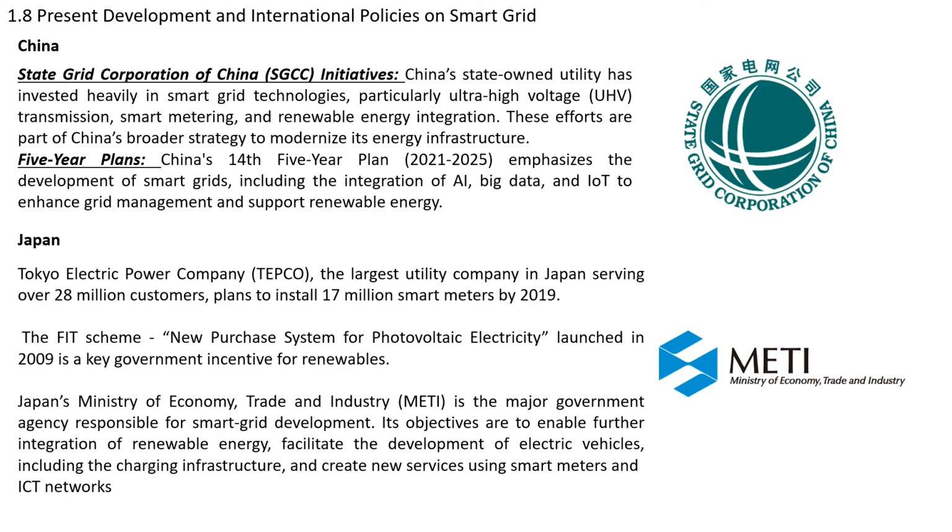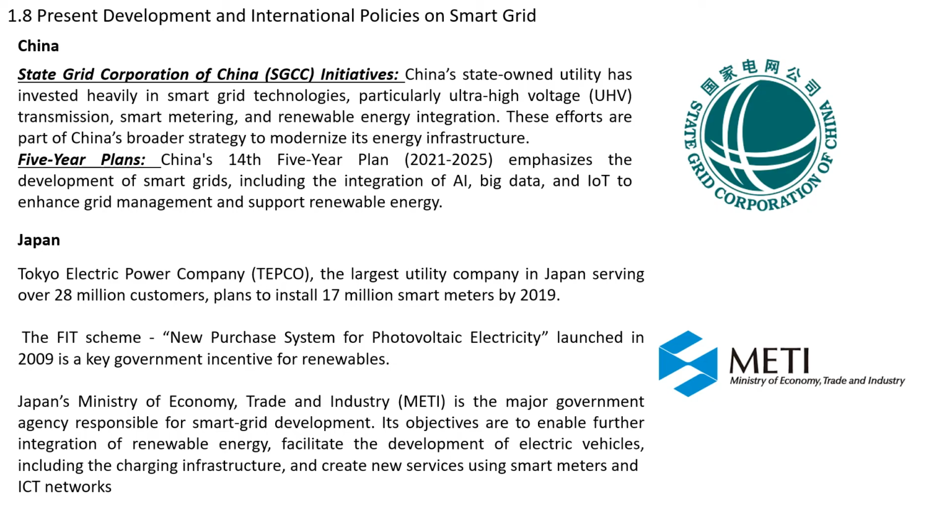Coming to Japan, Tokyo Electric Power Company (TEPCO), the largest utility company in Japan, serving 28 million customers, planned to install 17 million smart meters by 2019. It also has a feed-in scheme, like the new purchase system for photovoltaic electricity launched in 2019, which is a key government initiative to encourage more renewable energy sources.